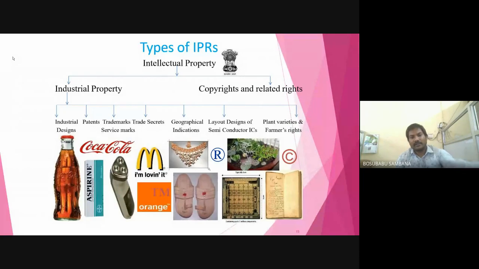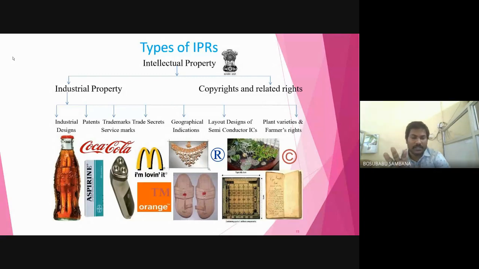Patents, like design patents, a shaving machine comes under design patents. Trademarks, like Coca-Cola, and the orange logo, and the R symbol come under trademarks. Service marks are different, R is different, TM is different, and then trade secret. Here the Coca-Cola liquid is a trade secret, and geographical indications mean chappals, and ornaments also come under design. Layout of semiconductor design means chips, and plant varieties and farmer rights mean design of new hybrid varieties, and copyrights come under books. The symbol is C.